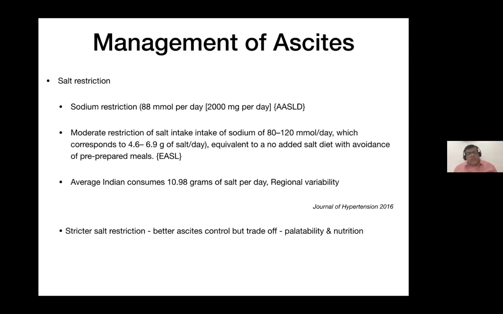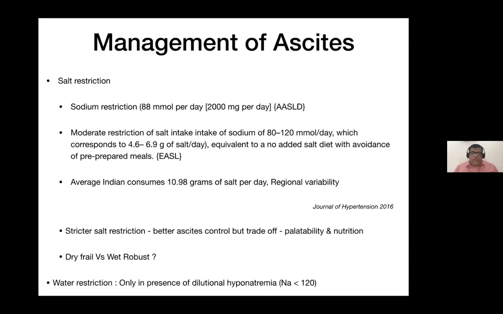One of the recommendations was, if you can make the salt restriction even more severe and come down to 2 grams, 1 gram, or even no salt, you may actually get better ascites control. But there is a trade-off. If you do a very strict salt restriction, the food actually becomes non-palatable, and this compromises nutrition, and the patients start becoming malnourished because they restrict their intake of food, and this is a huge problem. So if you have an option of having a dry, frail patient versus a wet, robust patient, you would any day choose a wet, robust patient over a dry, frail patient.